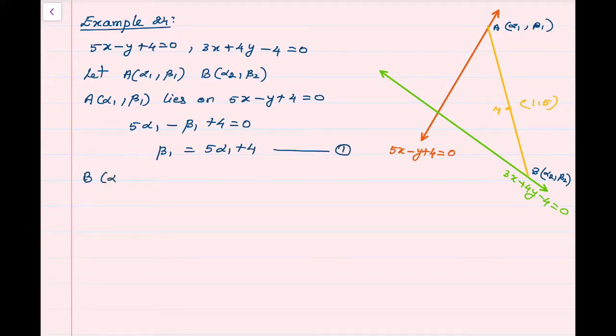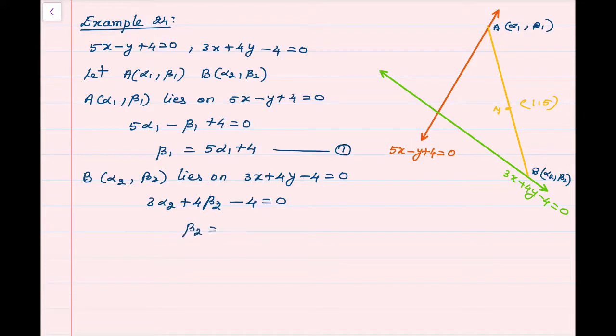The point B, which is alpha 2, beta 2, lies on the second line, which is 3x plus 4y minus 4 equal to 0. Therefore, B should satisfy this line equation. 3 alpha 2 plus 4 beta 2 minus 4 equal to 0. From this, beta 2 is 1 by 4 times (4 minus 3 alpha 2). This is the second equation. We have 4 unknown quantities, alpha 1, beta 1, alpha 2, beta 2. So, we need 4 equations to solve.